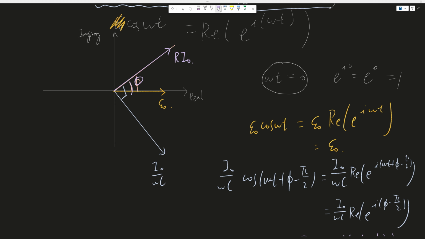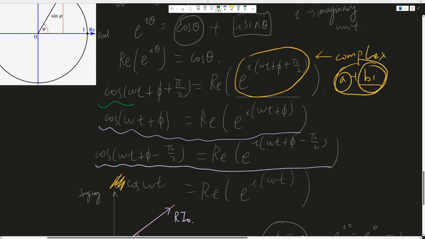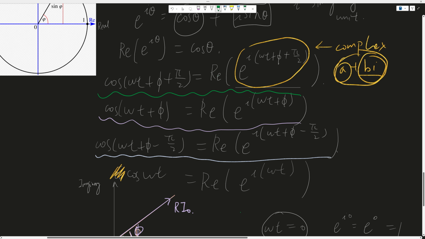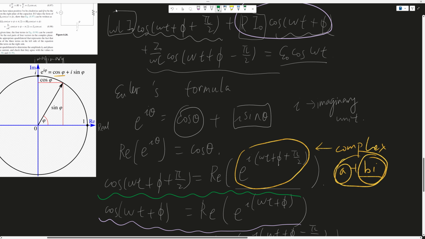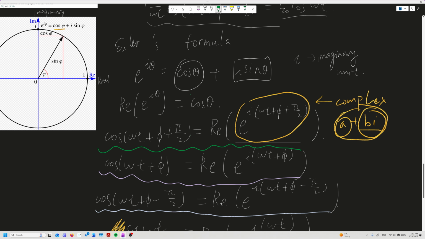And the angle is just phi. And now let's do the next one, the last one. For the last one, we have cosine of omega t plus phi plus pi over 2. And it corresponds to the coefficient omega L I0.